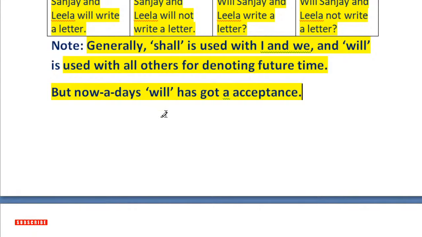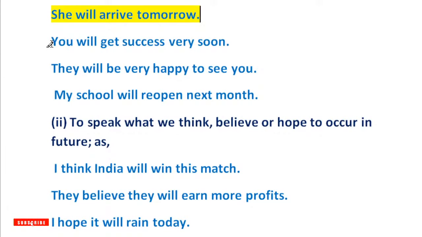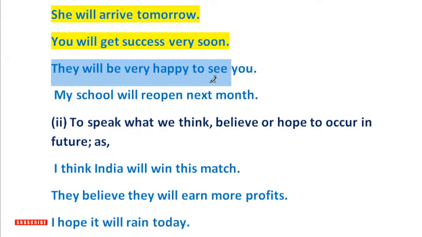Now the use of simple future tense. Let us see the use of simple future tense. Number one, the simple future tense is used in the following cases. First is to talk about a future action. The example is, I shall meet my friend in the evening. They arrive tomorrow. You will get success very soon. They will be very happy to see you. My school will reopen next month. So these are future actions. Will and shall both have been used here.